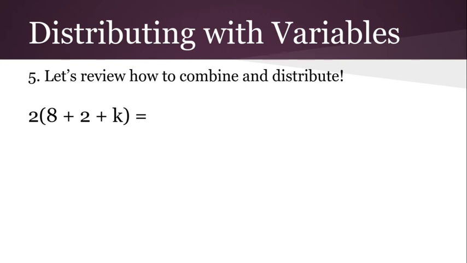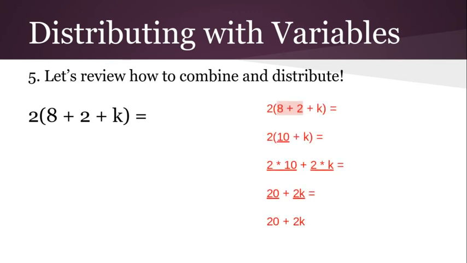Let's review how to combine and distribute. Here we have 2 times 8 plus 2 plus k. First, we combine 8 and 2 using the operation named, which was an addition symbol. So we find the sum, which gives us 10. Then our new problem says 2 times 10 plus k, which then becomes 2 times 10 plus 2 times k, which then gives us the expression 20 plus 2k.